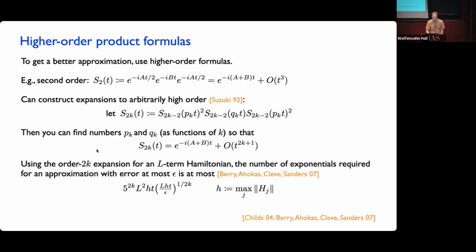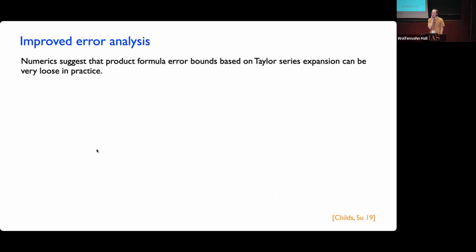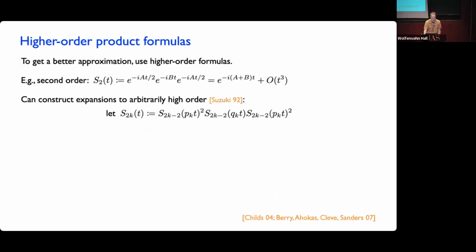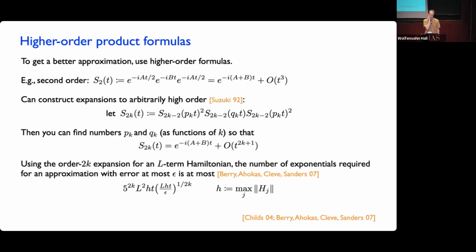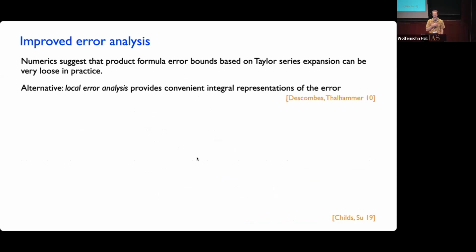Okay, great. So this was sort of the state of the art in the analysis of these formulas in the mid to late 2000s. But more recently, better bounds have been developed that show that this can actually be quite loose. This came from numerical experiments, which suggested that those bounds on the error were pretty loose. They were not close to the actual error that you would see in a product formula approximation of Hamiltonian dynamics.